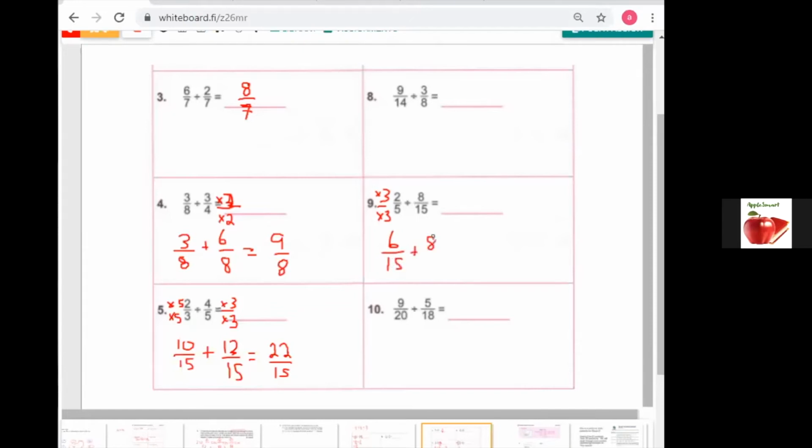Plus 8 out of 15. And what does that give us? 14 out of 15. That's right. And we would talk about whether this is in the lowest possible number, and all of that stuff. It is the lowest possible number.